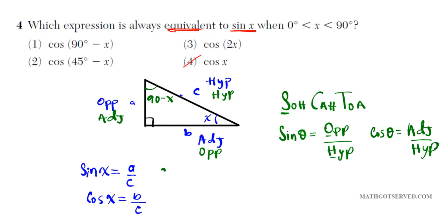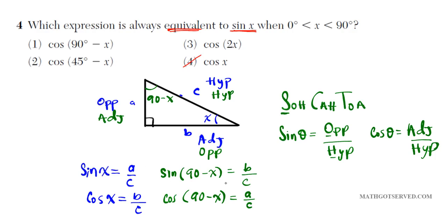Now, what is sine of 90 minus x? 90 minus x, the complement of x. The sine of 90 minus x, using opposite over hypotenuse, is going to be B, the opposite of this angle, divided by the hypotenuse C, which does not change. Now, what is cosine of 90 minus x? Cosine of 90 minus x, using SOH-CAH-TOA, is the adjacent, which is A, divided by the hypotenuse, which is C.